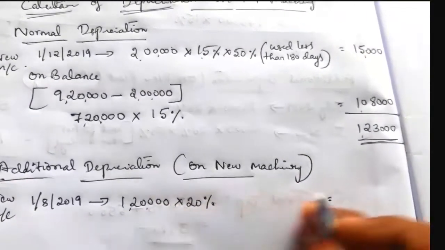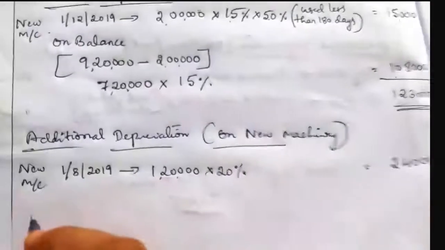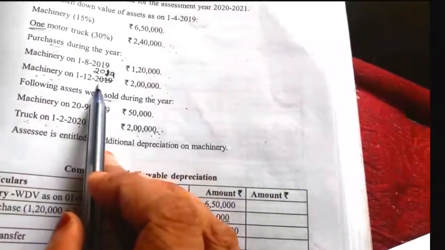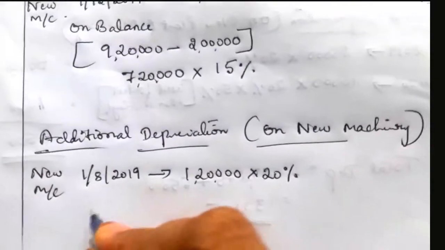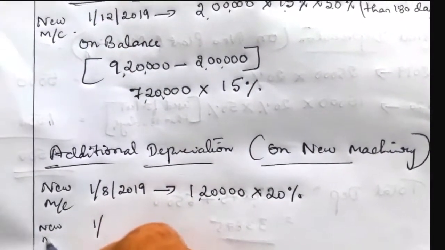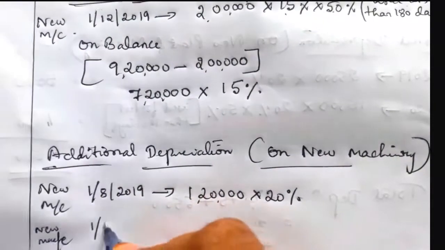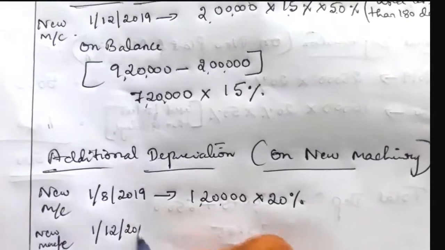1,20,000 into 20% is 24,000. Next, one more new machinery purchased in December 2019. So new machinery purchased in December 2019.